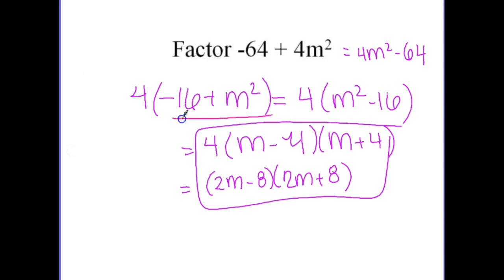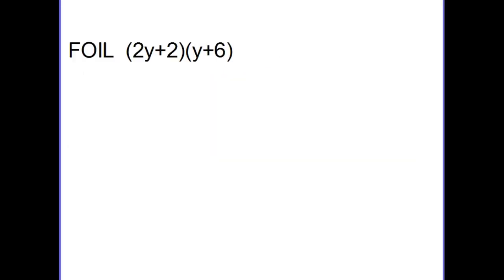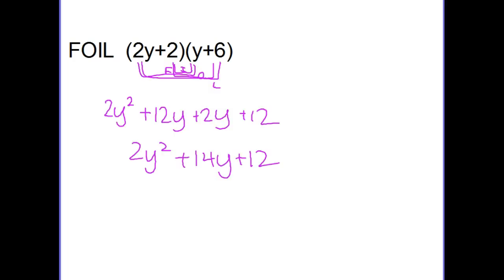So if you stopped here, that's okay. And the last one, you had to FOIL that. So if you do first, outer, inner, last, that gives you the 2y squared plus 12y plus 2y plus 12, which ultimately gives you 2y squared plus 14y plus 12. So hopefully, again, as we progress today, you will see that what we're doing today is essentially FOIL in reverse.